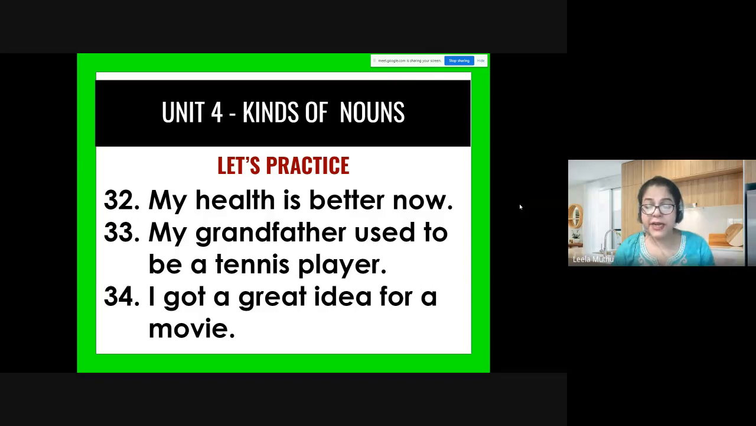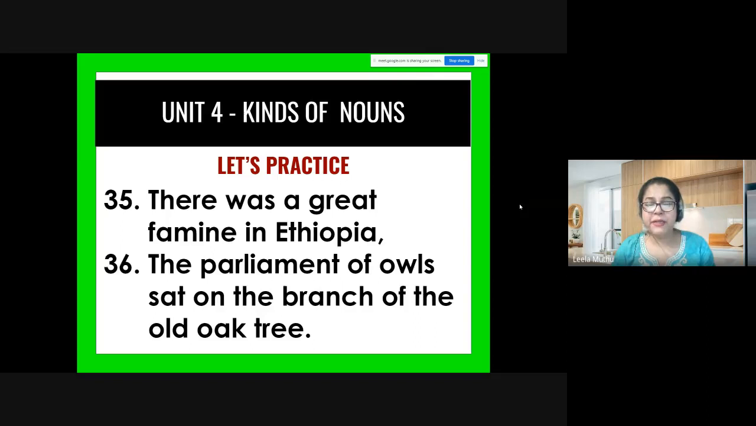I got a great idea for a movie. Idea is an abstract noun. Movie is a common noun. There was a great famine in Ethiopia. Famine is basically like an event, something that happened. It's an abstract noun. Ethiopia is a proper noun.